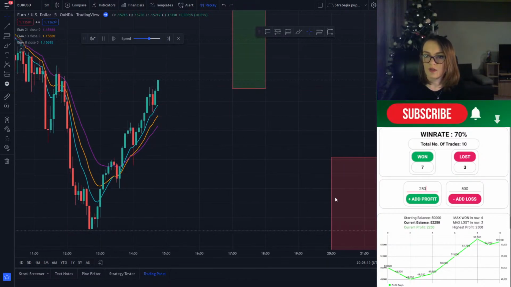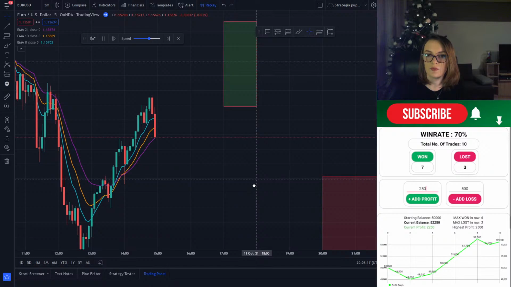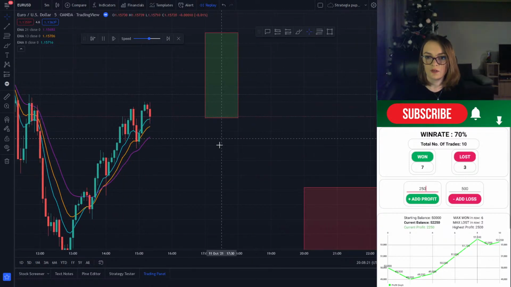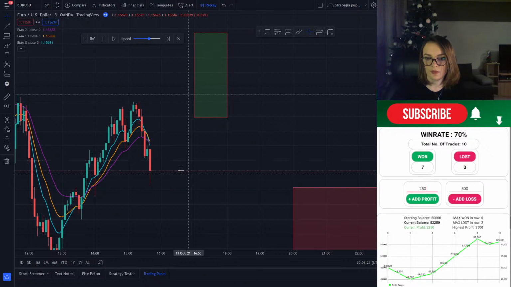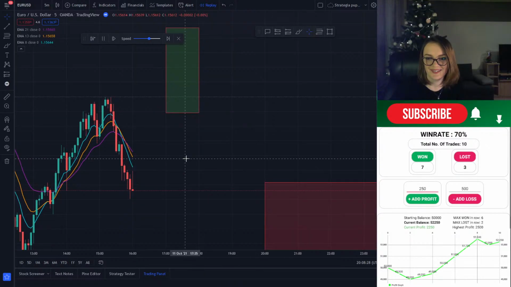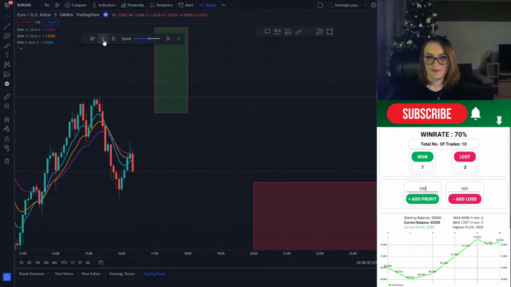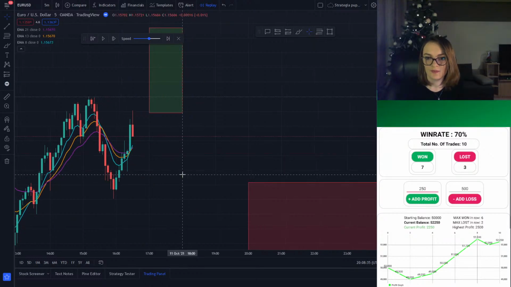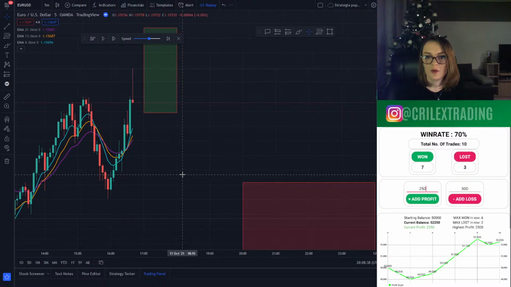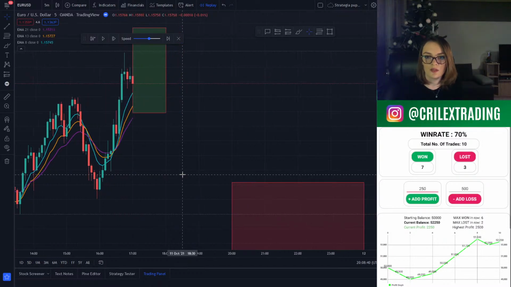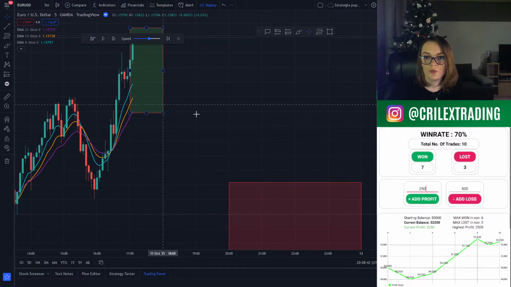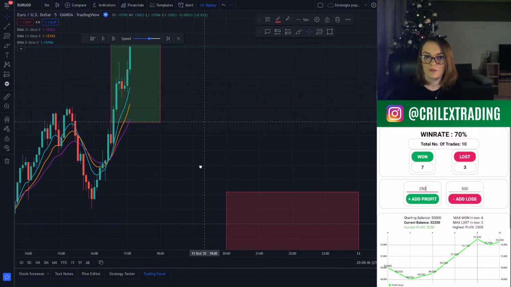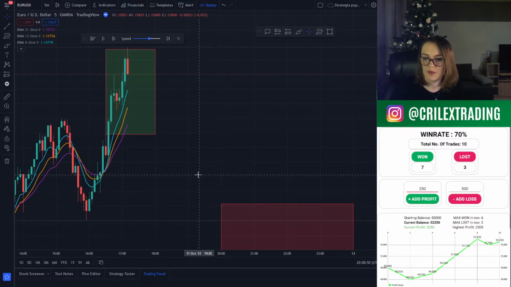So we are actually close to this buy zone here. Let's see if we get any entries. Okay, so now let's see if we get any entries here. For the moment, this candle actually didn't touch the EMA, so no trades for the moment.